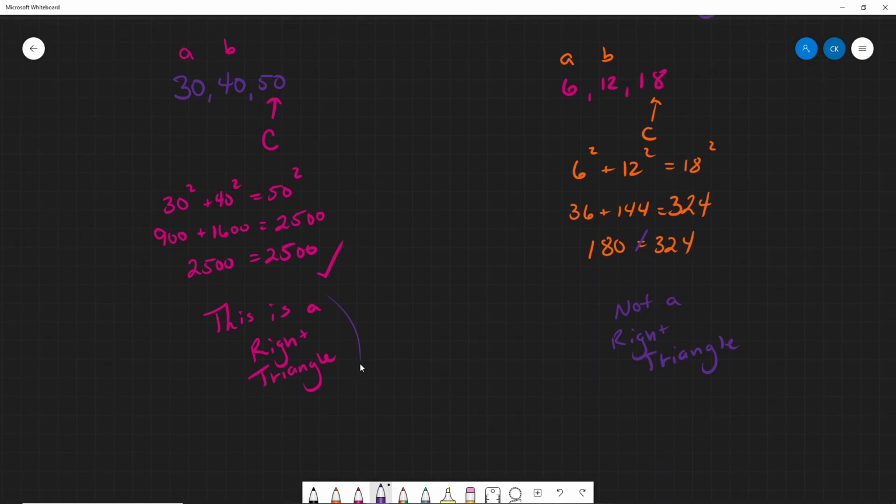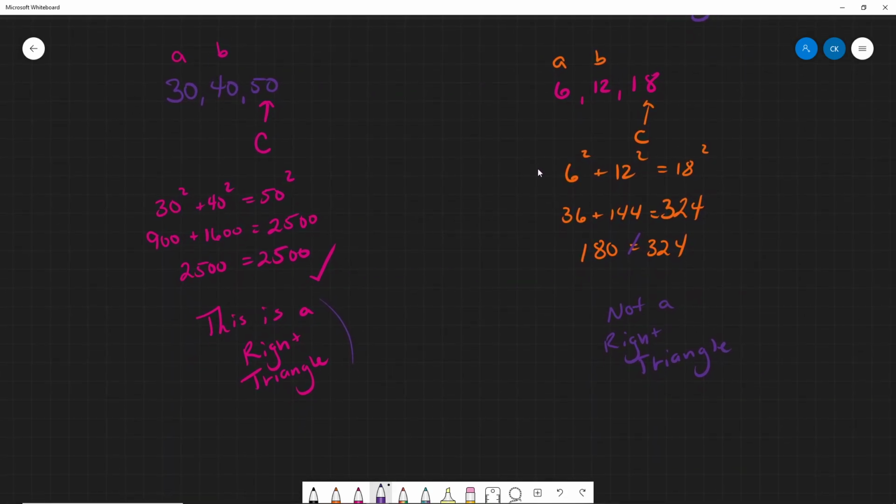Now on the other hand, over here, 6 is going to be my A, 12 is going to be my B, 18 is my hypotenuse. It's the highest side, the biggest side. So 6 squared plus 12 squared equals 18 squared. 6 squared is 36. 12 squared is 144. 18 squared is 324. And 36 plus 144 is 180. And 180 does not equal 324. So this one's not a right triangle.